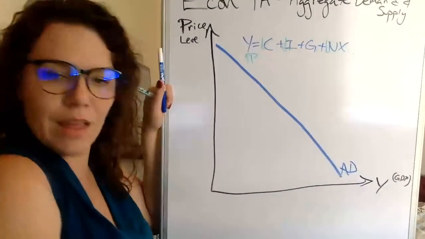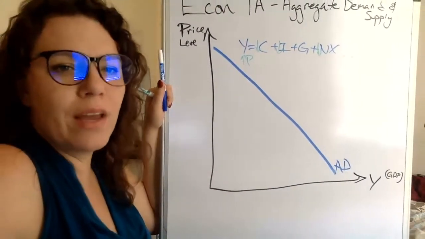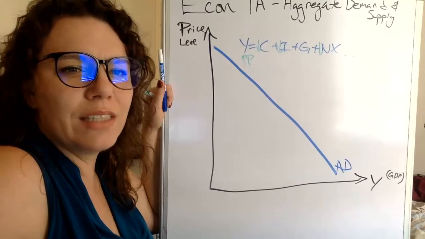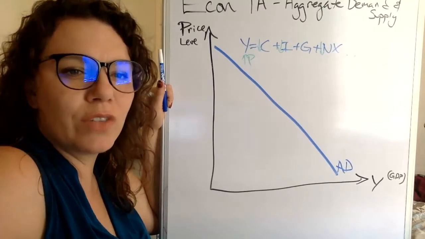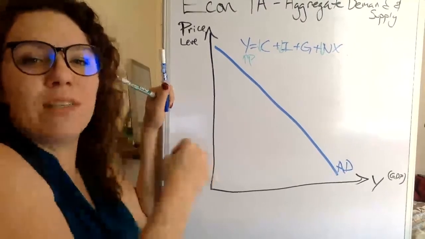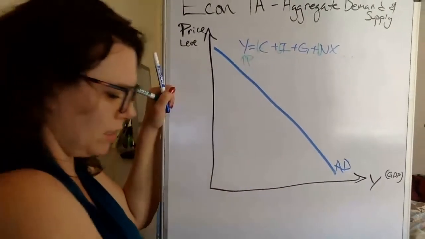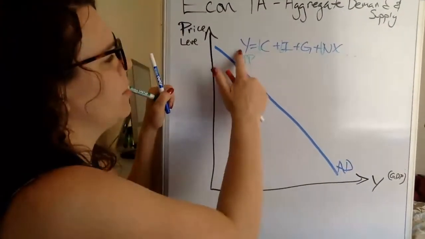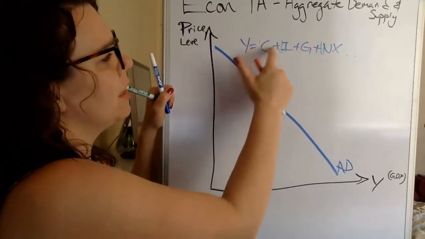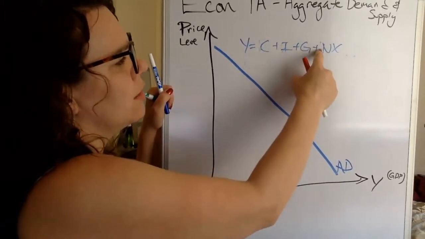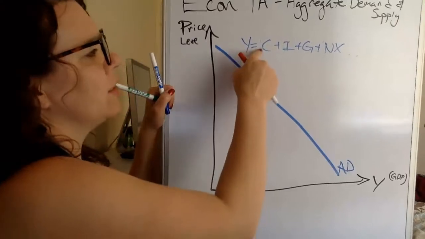Okay? The other thing we want to think about is the fact that we can see the aggregate demand curve shift if we see anything that changes any of these elements. So if we take out this change in price level, anything that's not a change in price but does affect these elements, that's going to shift the demand curve.